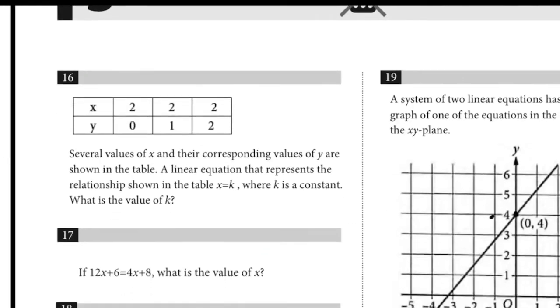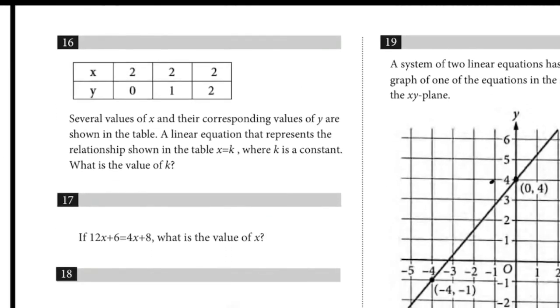Let's go to question 16. Several values of x and their corresponding values of y are shown in the table. A linear equation that represents the relationship shown in the table is x equals k, where k is a constant. What is the value of k? Well, here we see that x is equal to 2 in all of these. So if x is equal to 2, x is equal to k. So the answer is 2.